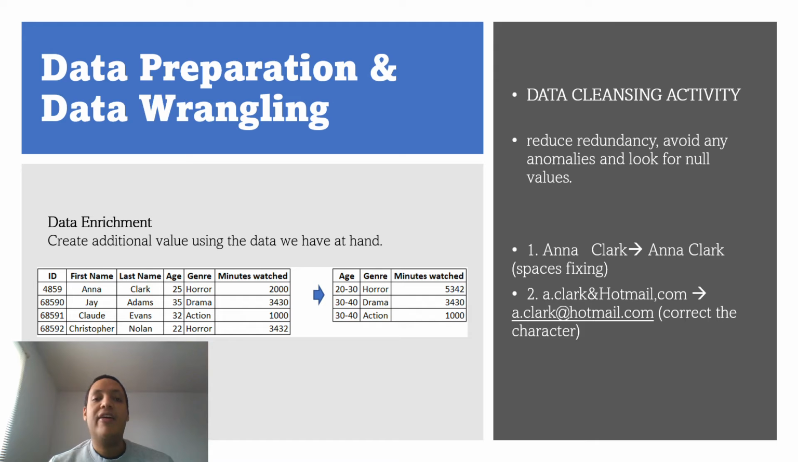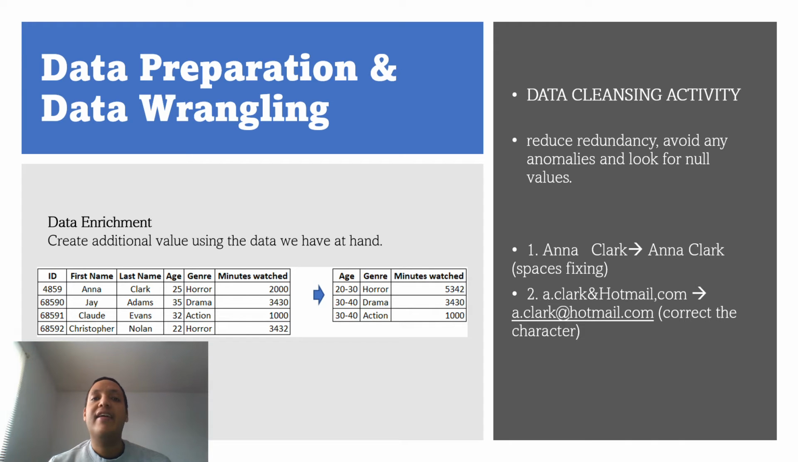We are using all the information about the minutes that each customer has used for seeing different types of genres, and according to the age we are going to be able to create a distribution of the amount of minutes that each age group provides to different types of genres.